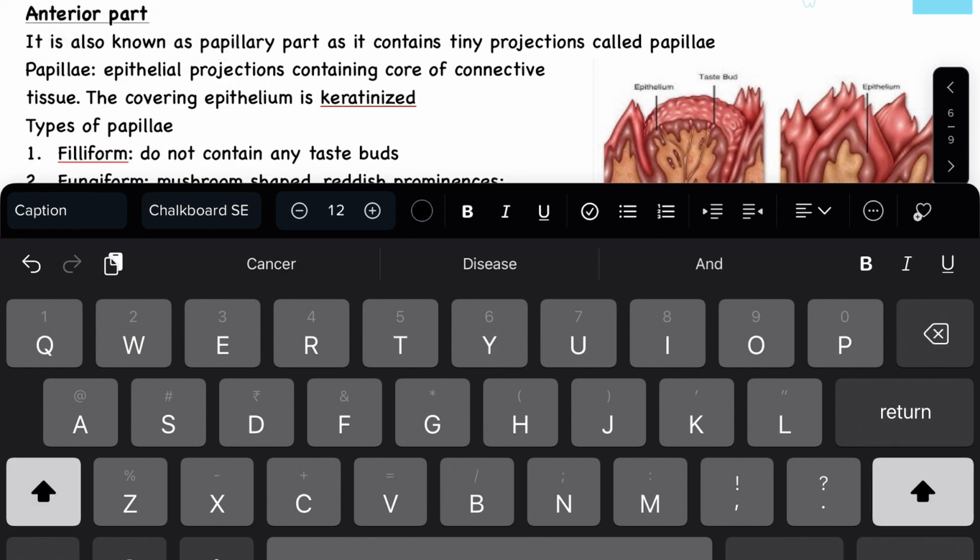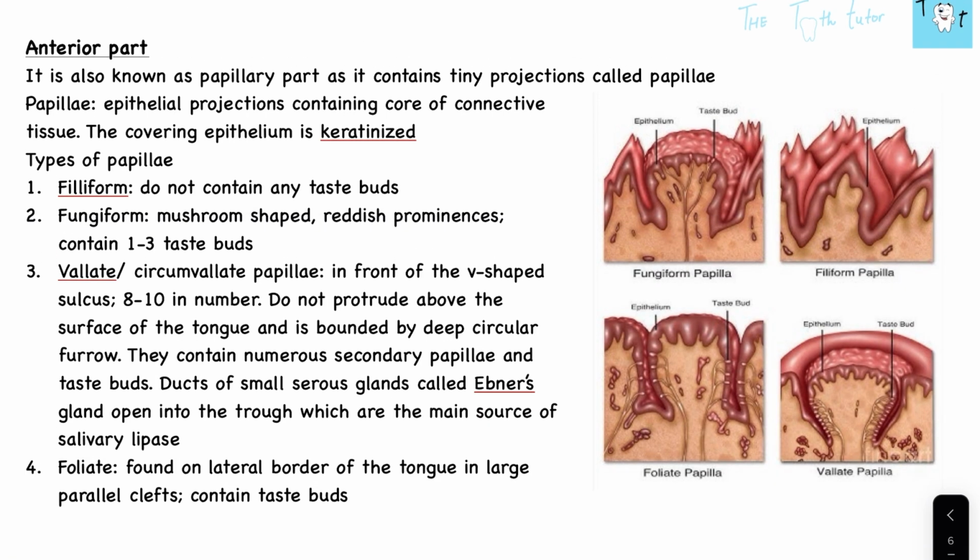Right. So moving ahead, now I'll be talking in detail about the anterior part. The anterior part is also known as the papillary part. It contains tiny projections called papillae. So what are papillae? Papillae are epithelial projections containing a core of connective tissue. This is the definition of papillae.